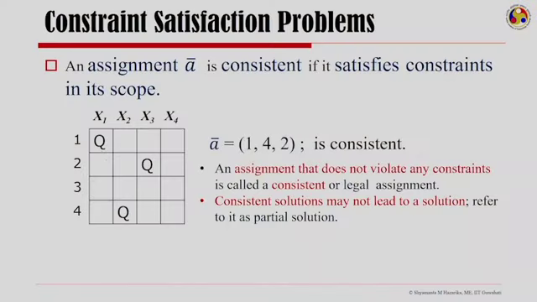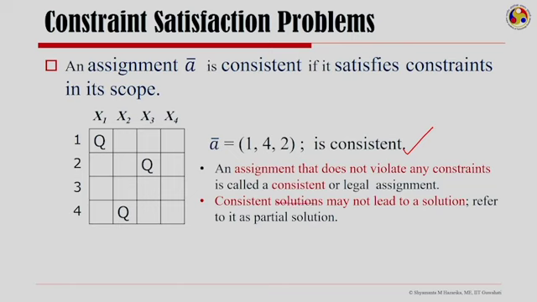An assignment is said to be consistent if it satisfies constraints in its scope. Like in the previous example that we were looking at, where I had an assignment of 1, 4, 2 for 3 queens placed on a 4 cross 4 grid, I could see that it satisfies the constraints, and therefore, that assignment is said to be consistent. An assignment that does not violate any constraint is called a consistent or legal assignment. Now, this is interesting to note here that consistent assignments may not lead to a solution.